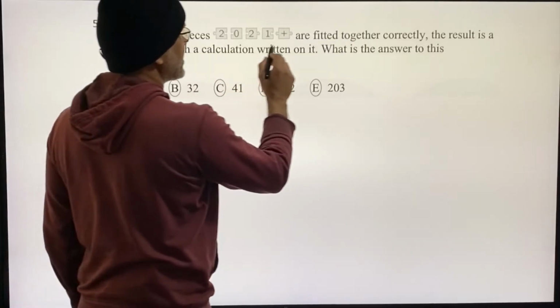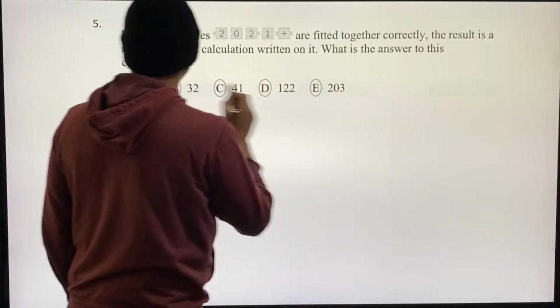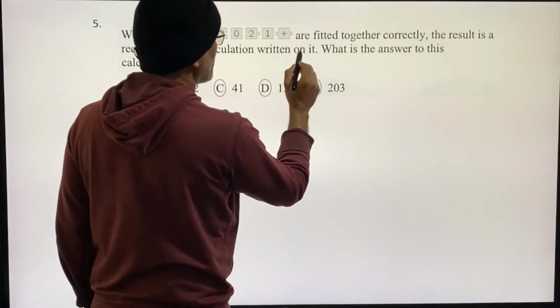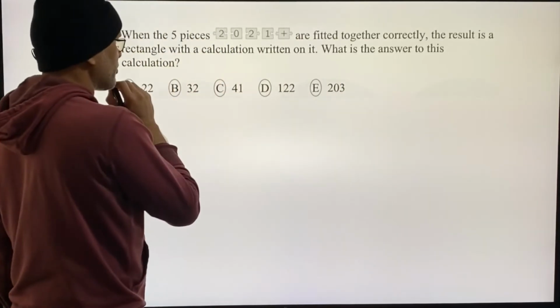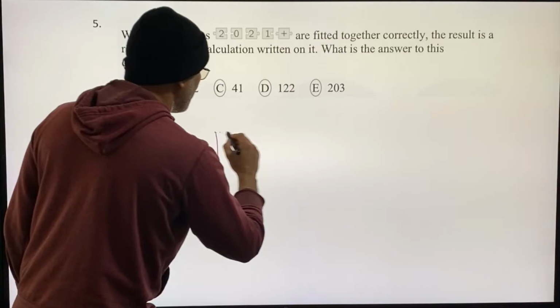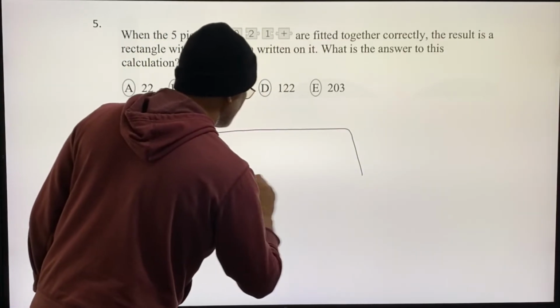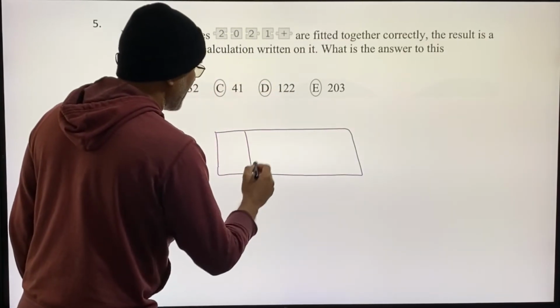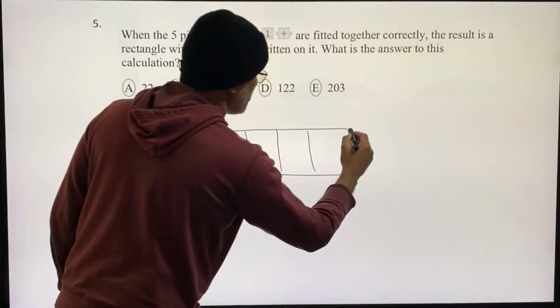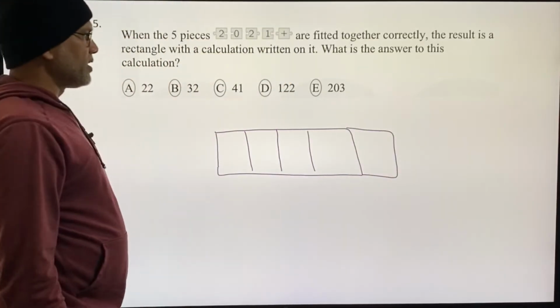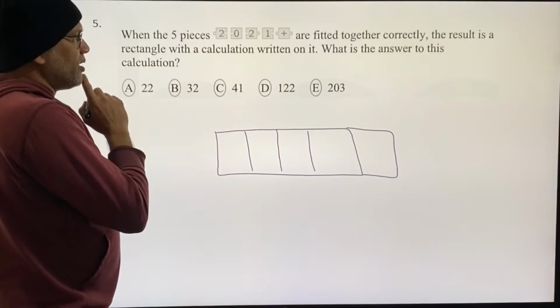When the 5 pieces are fitted together correctly, the result is a rectangle with a calculation written on it. What is the answer to this calculation? Alright, so let me first make the rectangle and make room for the 5 pieces. So this is the rectangle.